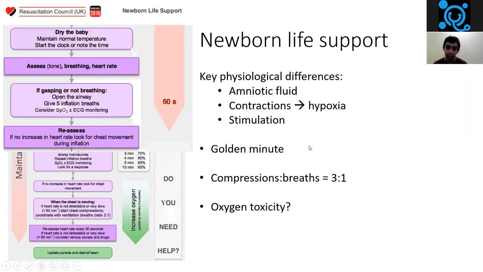And then, as mentioned, we do things on air as well because we are concerned about oxygen toxicity. But this is all in the guideline. And yeah, the main thing you need to know about is the first minute. And often as the junior, you might be the one who will actually be involved in drying the baby and just moving the baby to the incubator and so on. Okay, and it's important to know what's going on.